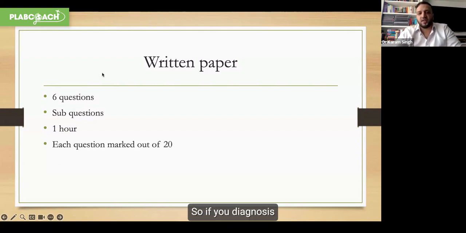So if your diagnosis is incorrect, it's likely that you're not going to pass that particular question. If the answer to the first question is incorrect, then the answers to the sub-questions will automatically be incorrect. If the diagnosis is incorrect, then the rest, yeah, absolutely. If you don't know the diagnosis, of course the management is going to be incorrect. So yes, you're more likely going to get the question wrong.